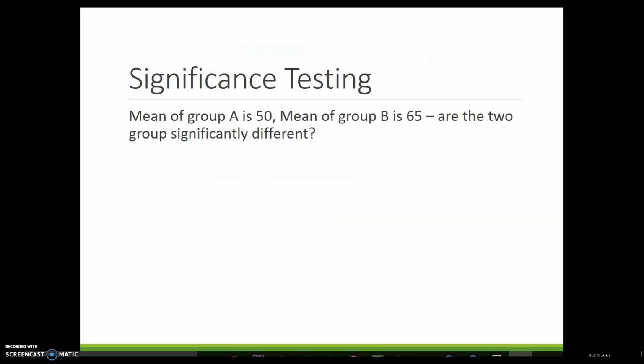Okay, so let's go back to that green and blue distribution. So we have a mean of group A is 50 and the mean of group B is 65. And we want to know, are they different? Well, 50 and 65 are different, but are they significantly different? So I run a t-test and I get the answer of 2.1. Is that significant? Well, if you remember, the cutoff value is 1.96, which most of you probably don't have memorized.